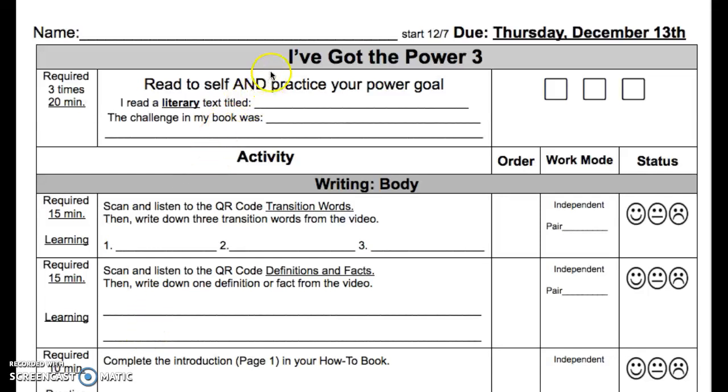This is the recording for the activity list I've Got the Power 3, due Thursday, December 13th. Your first activity is required 3 times for 20 minutes. Read to self and practice your power goal. Read a literary text and write the title here, and write the challenge in your book was, and write the challenge here. Mark each time you read your book.